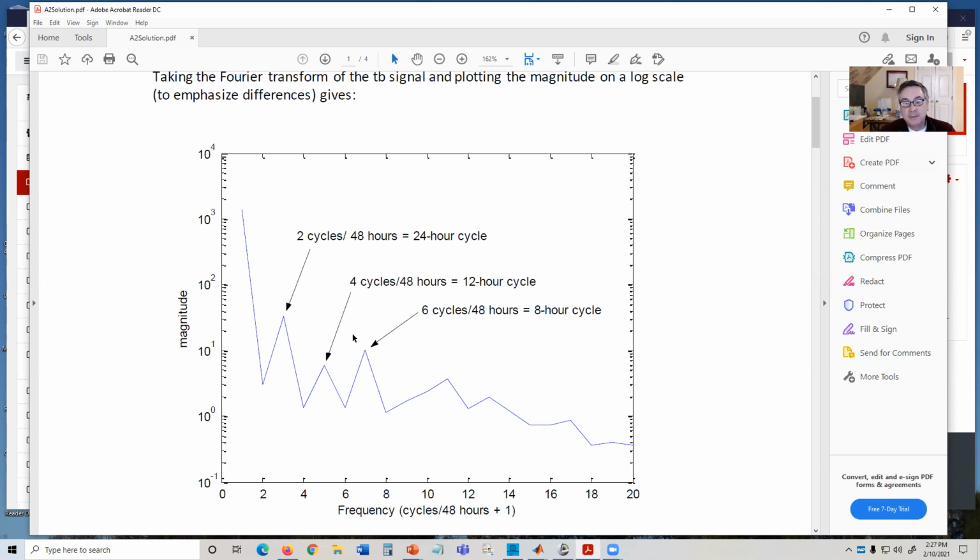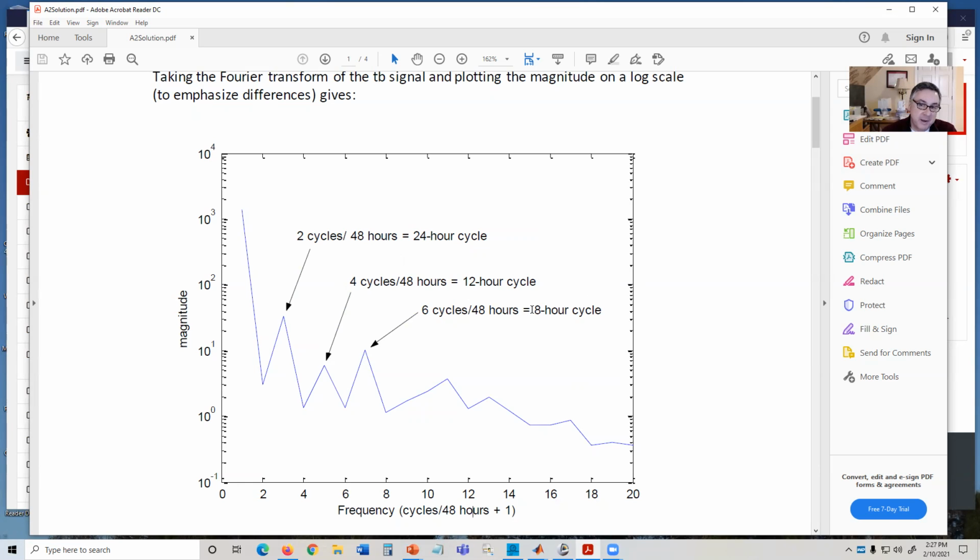Okay. The next highest one is 6 cycles in 48 hours, MATLAB index 7. And so that's an 8-hour cycle. Okay. And then the next highest one is a 12-hour cycle. And you'll recall this was like 12 hours on, 12 hours off with the light in this experiment. So the 24 and the 12 could actually be associated with the external stimulus of the lights going on and off, right? But this is not synchronized with the lights going on and off.